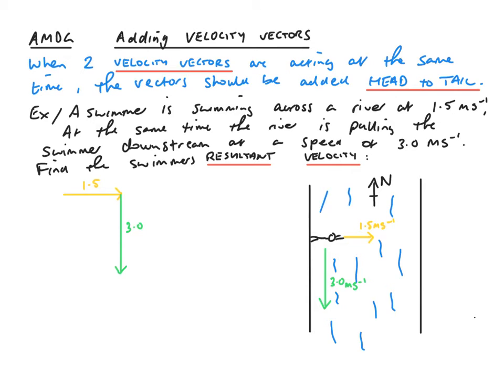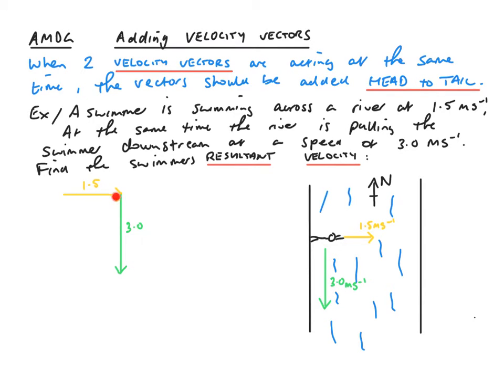Alright, so let's have a look at the solution to this problem then. In the original diagram, one of the things that I'd forgotten to show is that we have the north direction, so that'll help us with our bearing when we come to work out the direction. So as we've said above, we need to redraw the vector diagram so that the two vectors are drawn head to tail. In this case I've chosen to draw the swimmer's velocity vector first, and then on to the end of that I've drawn the velocity vector for the pull of the river as it pulls him downstream.